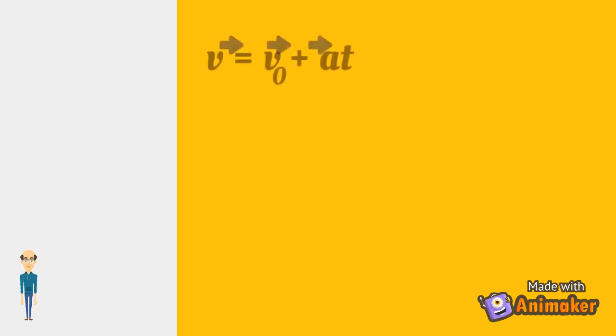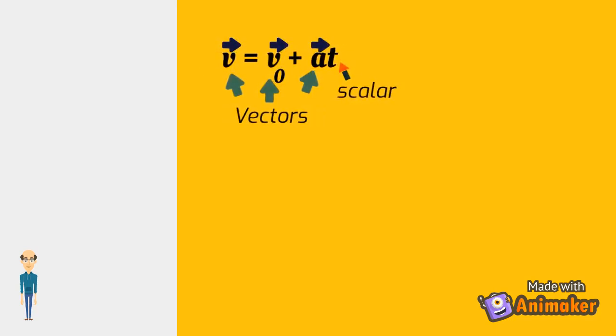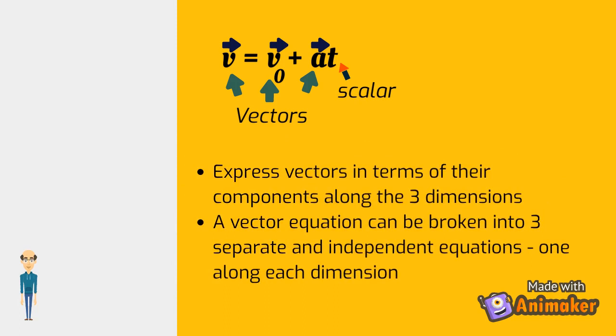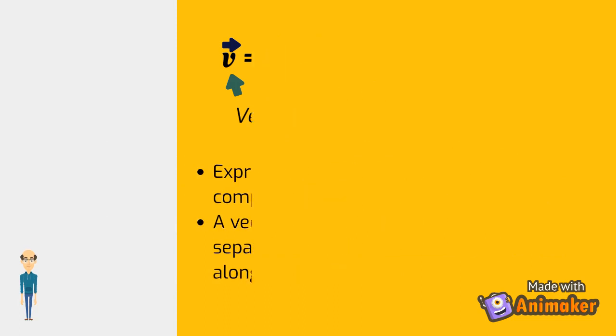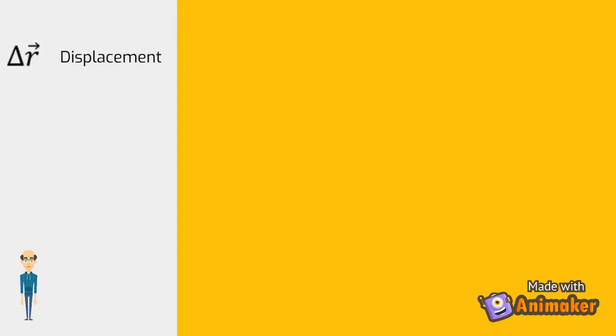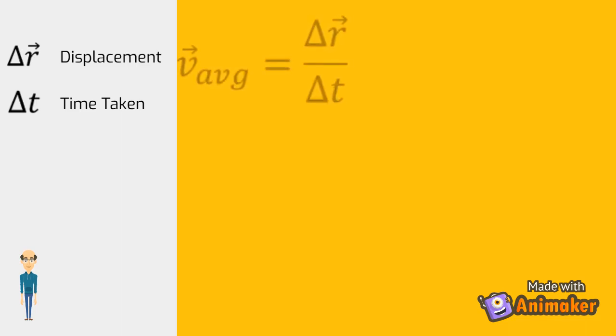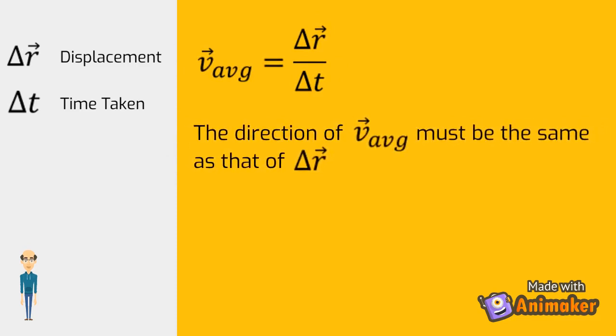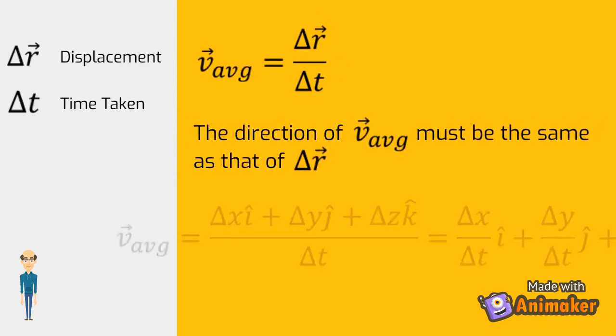Working with multiple dimensions becomes easy if we start treating quantities as scalars and vectors. And when vectors are broken down into components along dimensions, we can simply make our calculations for each dimension independently of the other two. Here's how. If a particle moves through a displacement delta r in a time interval delta t, then its average velocity v average is given by delta r by delta t. This tells us that the direction of v average must be the same as that of delta r.